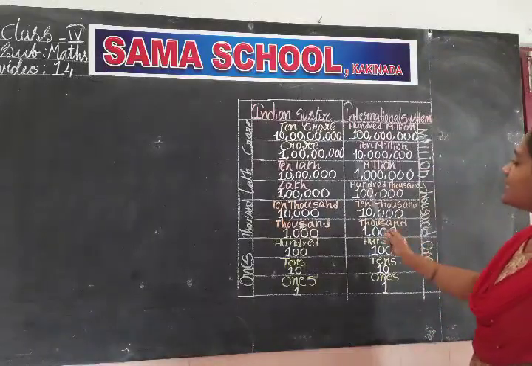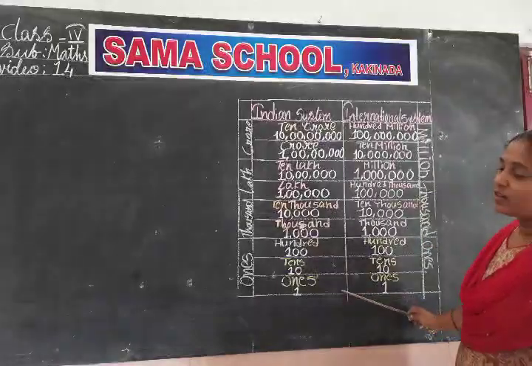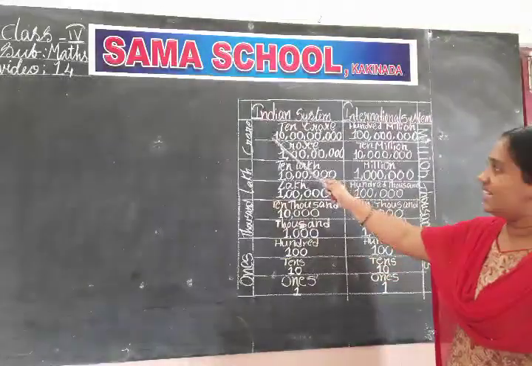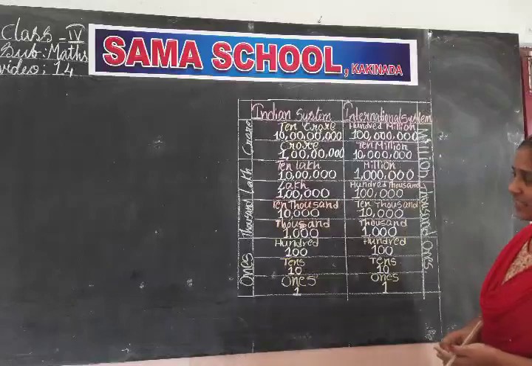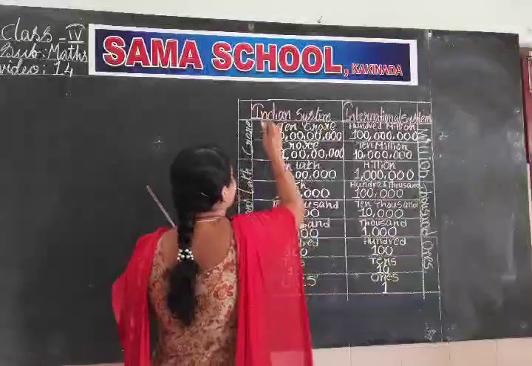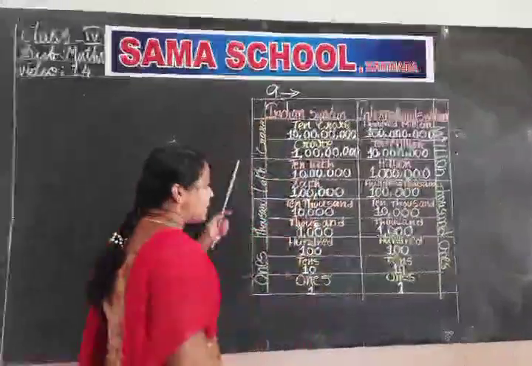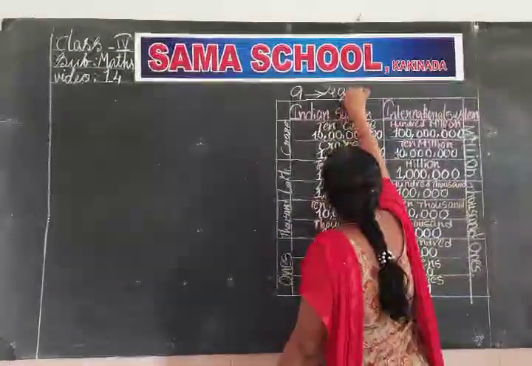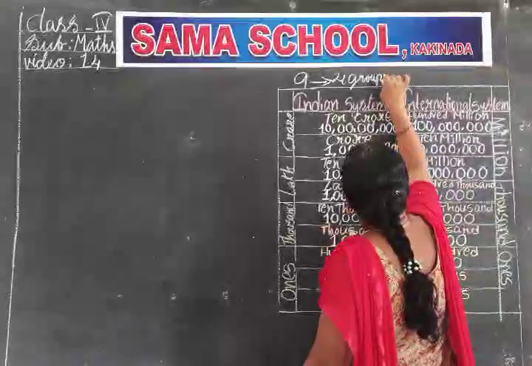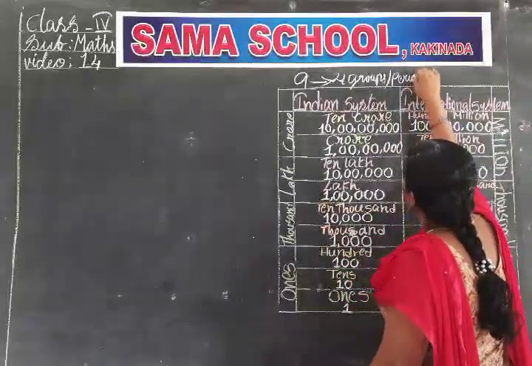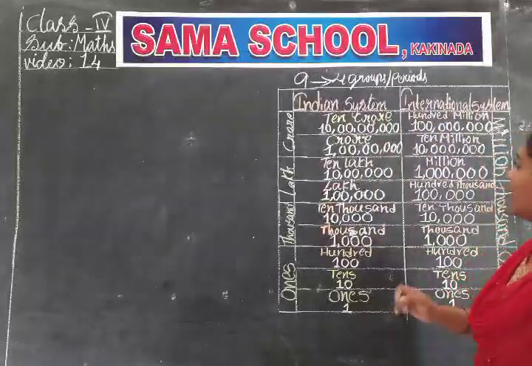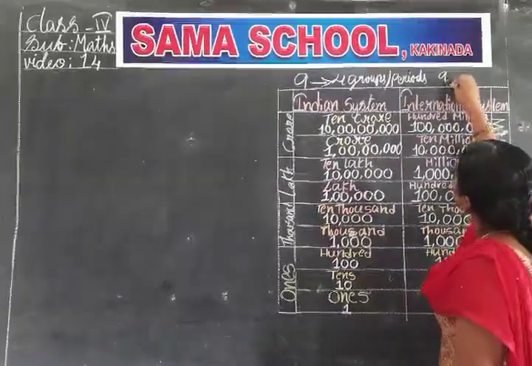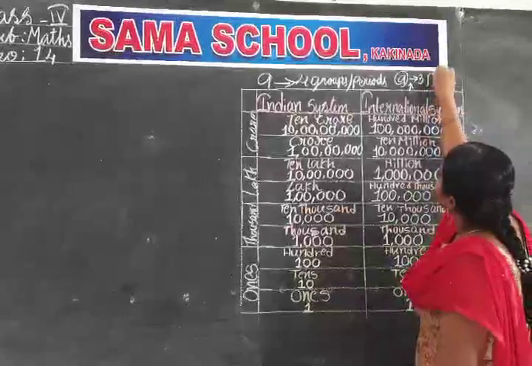Okay. In both the systems, we have 9 places. So, these 9 places are again separated into 4 groups in the Indian system and 3 groups in the international system. In the Indian system, these 9 places are again divided into how many groups? 4 groups. It means 4 periods. Clear? Now, in the international system, these 9 places are again divided into 3 periods.